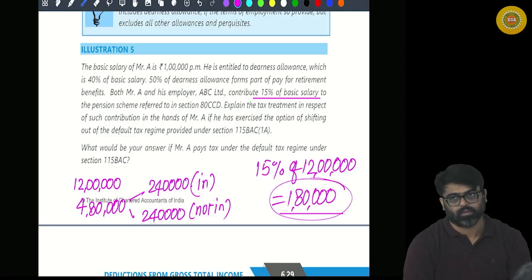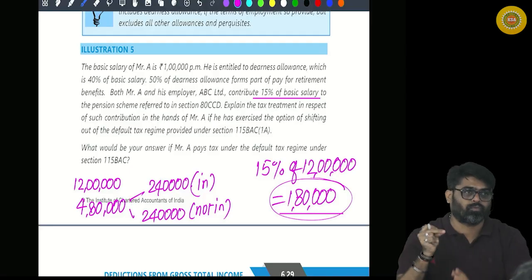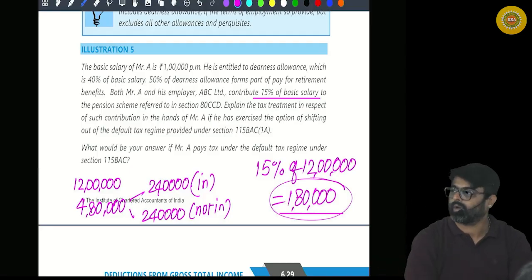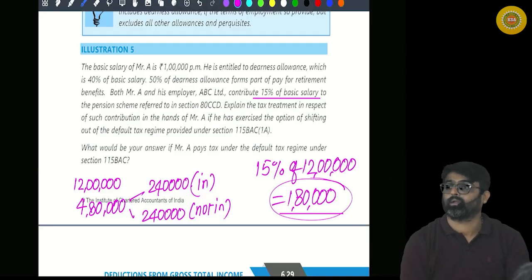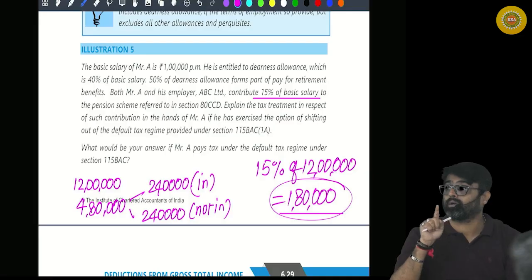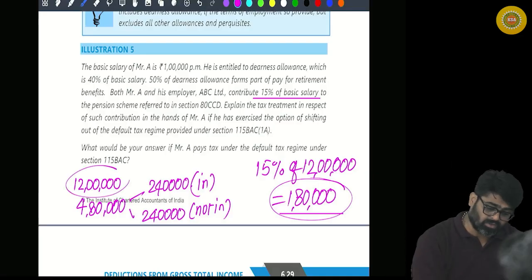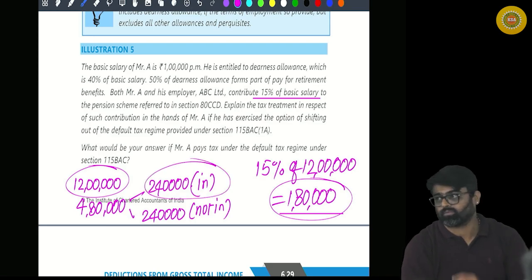First of all, tell me, your own contribution is allowed under 80 CCD 1 as well as 1B. Which one will you claim first? 1B. Full 50,000 you will claim. Out of 180, full 50,000 you will claim in 80 CCD 1B. How much remains? 130 will be allowed under 80 CCD 1, subject to maximum 10% of your salary, and that salary will include basic and DA in terms.